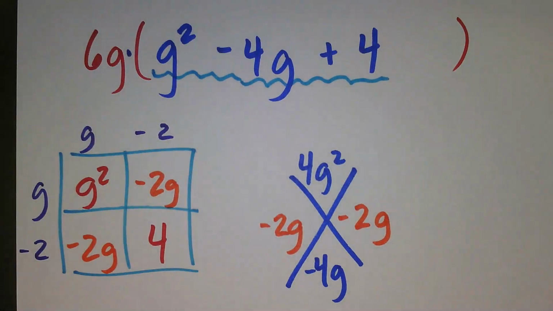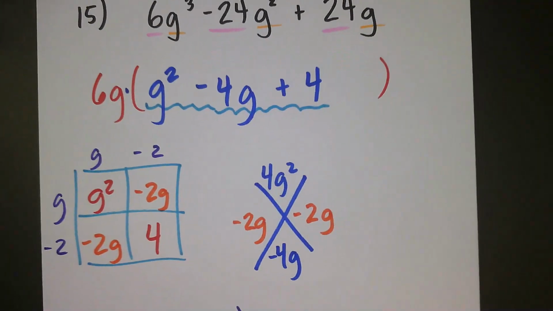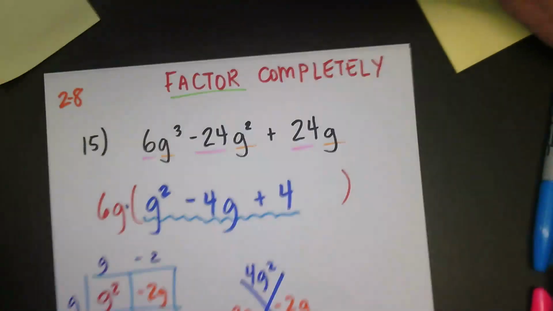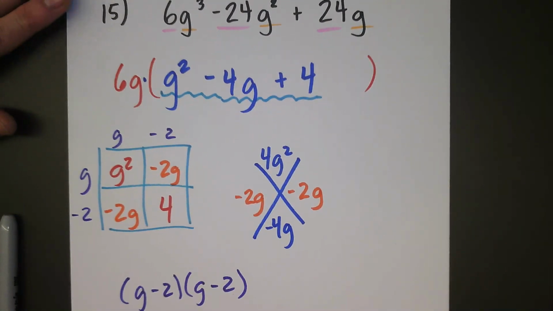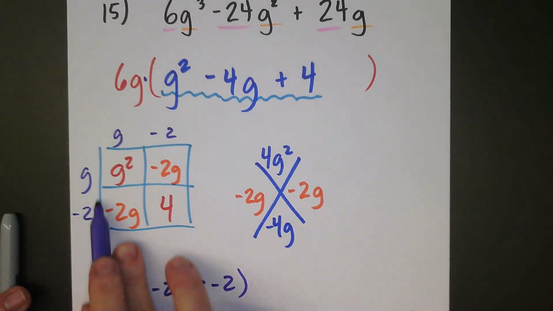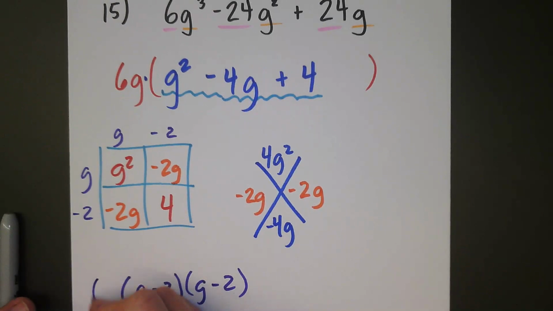Oops. Let me maybe zoom out a little bit so you can see this whole thing. Oh, still can't quite see it all. There we go. Now I can see it all here. I got the G minus 2 and the G minus 2 there. I can't forget about that 6G. That's really important. That is part of my final answer.